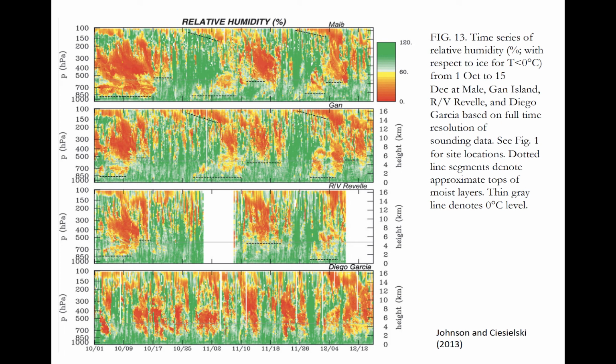Additional evidence for this can be seen in time series of vertical profiles of relative humidity derived from radiosonde data. Green areas on this plot denote times and pressure levels where humidity was high, while red indicates dryness. Each row represents a time series at a different location in the Indian Ocean. This set of time series spans two MJO events that started in mid-October, about right here on the x-axis, and mid-November, about right here on the x-axis.